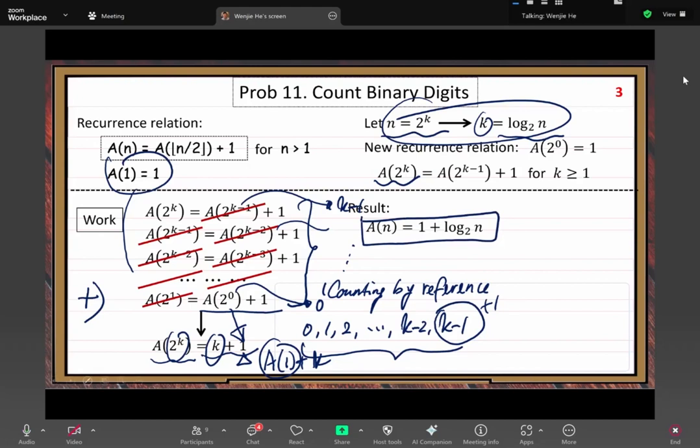But after you get a final formula, don't forget we made that big assumption. So this formula is true under our big assumption, the power of 2 assumption. If it's not a power of 2, then you cannot use this formula. Only when n is a power of 2 can you use that formula. But our goal is not this. We want to find a formula for any n, the general n, not just power of 2.